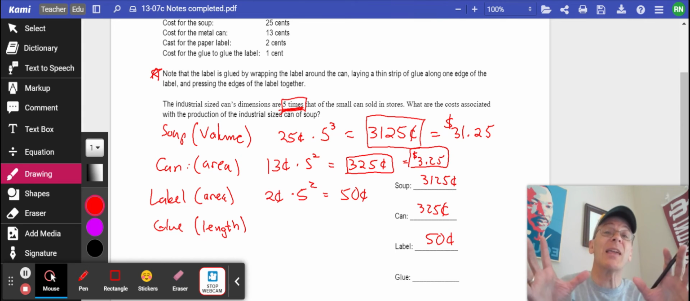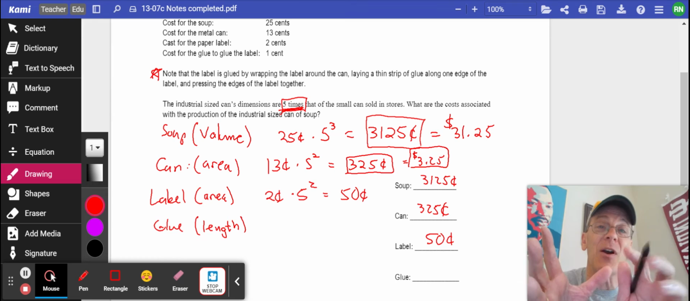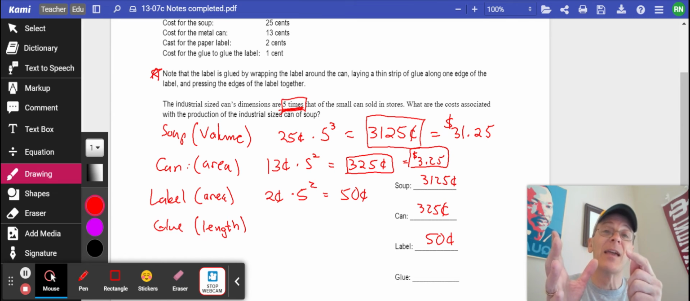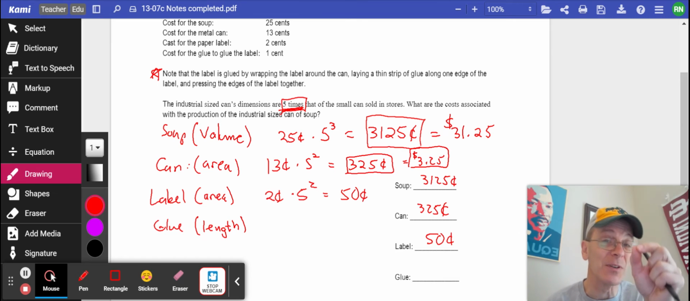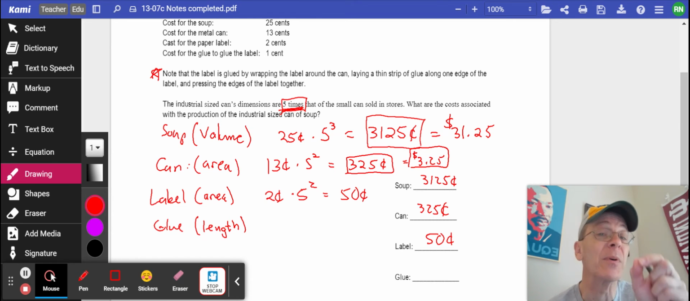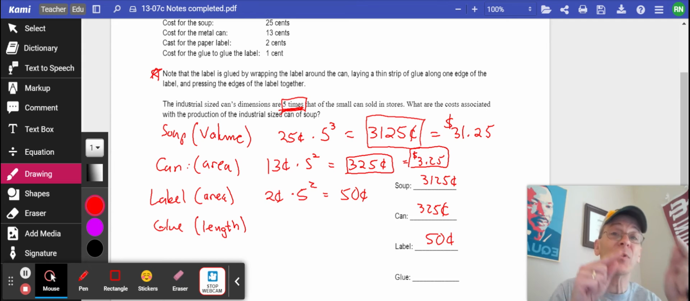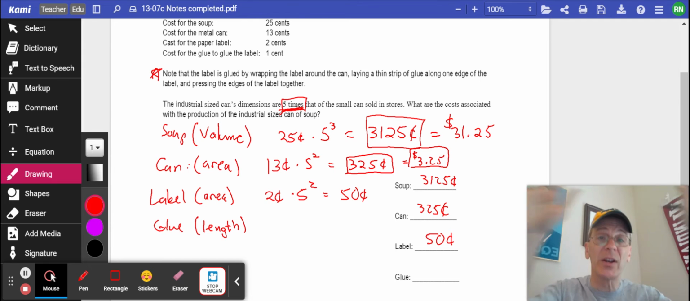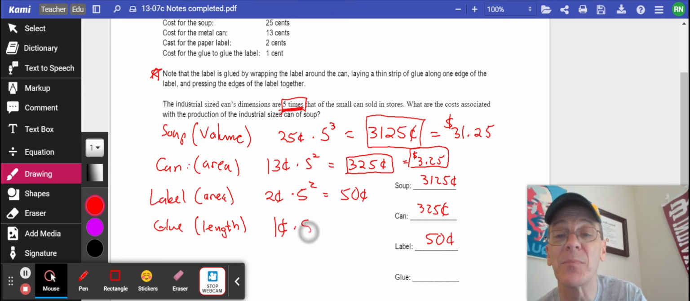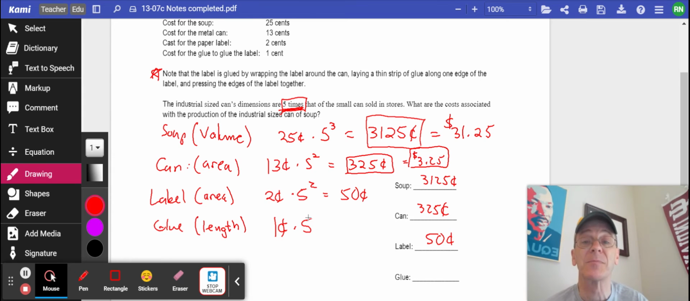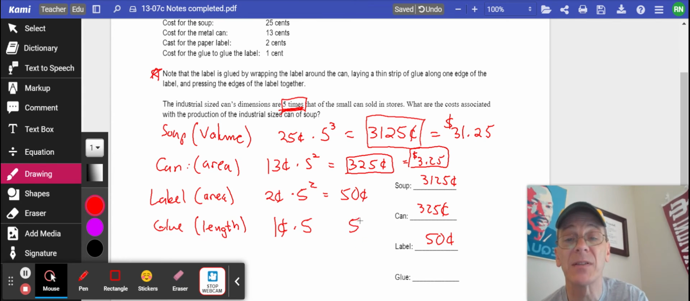They don't glue the label directly to the can or the jar. They wrap the label around and just glue the label to itself. But it's just by running a really thin strip of glue, and they glue the paper to the paper. They don't spread it over the whole paper. So this is a length of glue, and so the cost for the glue is going to be multiplied simply by 5 times. Okay, and so 5 cents for the glue.